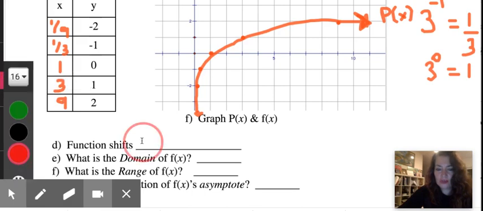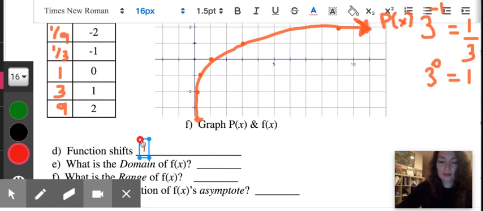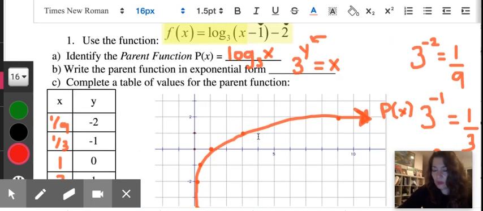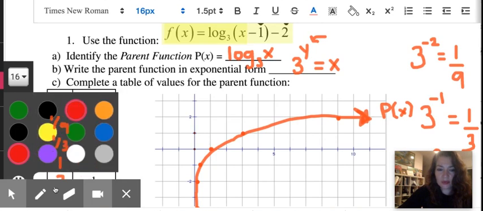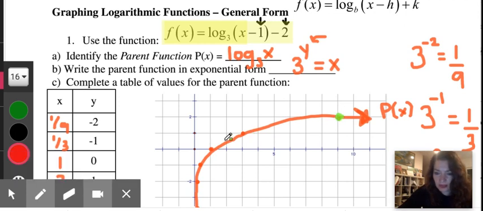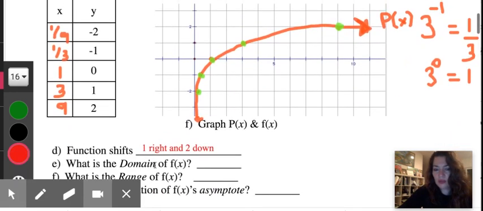It shifts, the graph shifts 1 right and 2 down. So all we need to do to graph this is to take every point from the parent and shift it 1 right and 2 down. So for example, if I take every point that we have graphed here and move it, then we will graph the function. So we're going to take every point I highlighted here, move 1 right and 2 down.